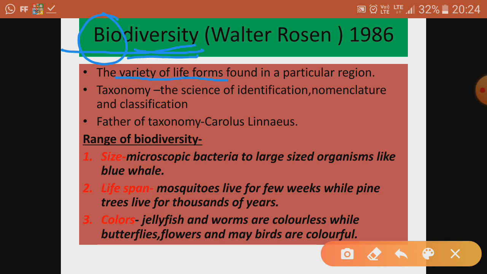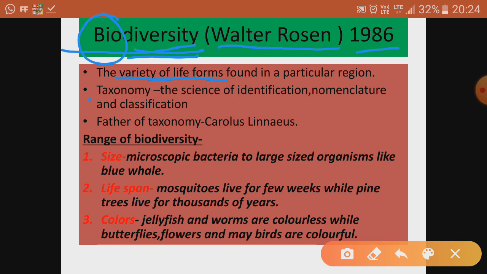We have got different types of plants, different types of animals and different types of microorganisms. That is called biodiversity, and it is our responsibility to save biodiversity. This term was given by Walter Rosen in 1986.